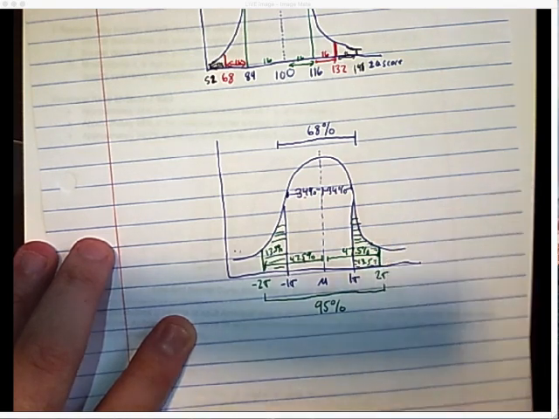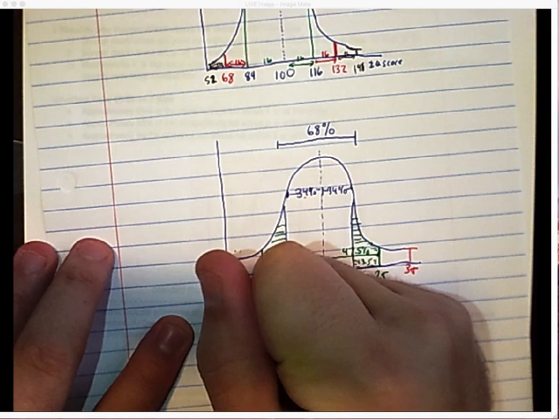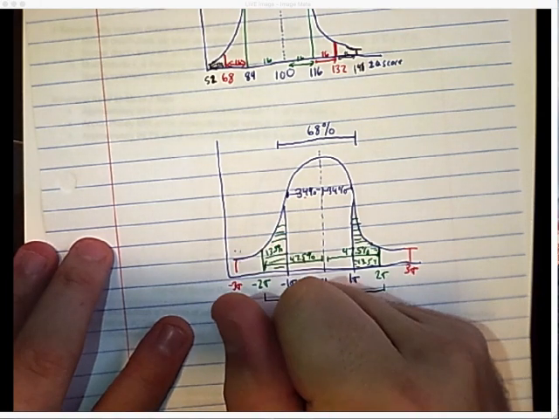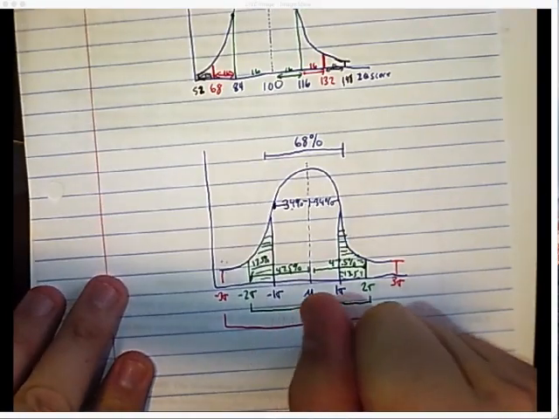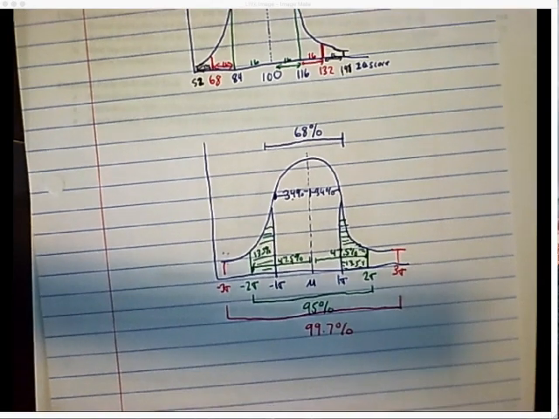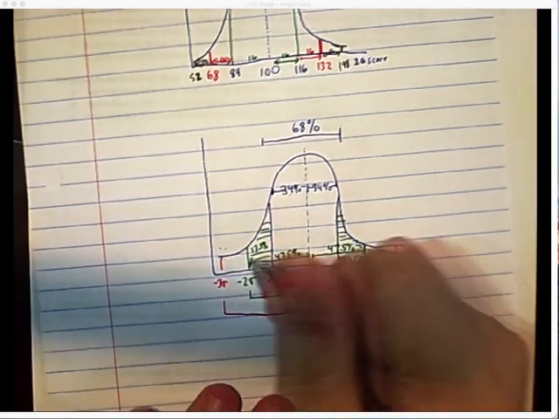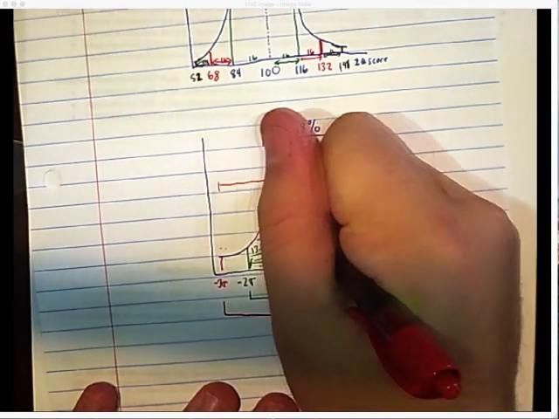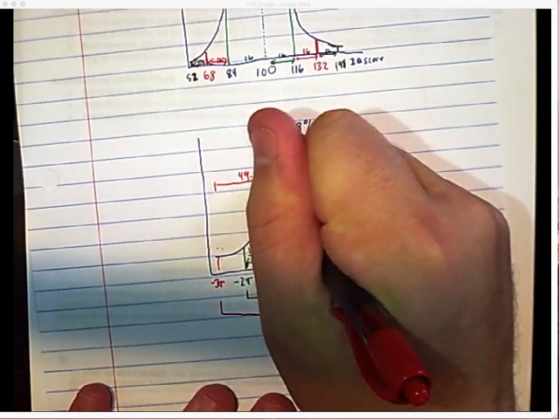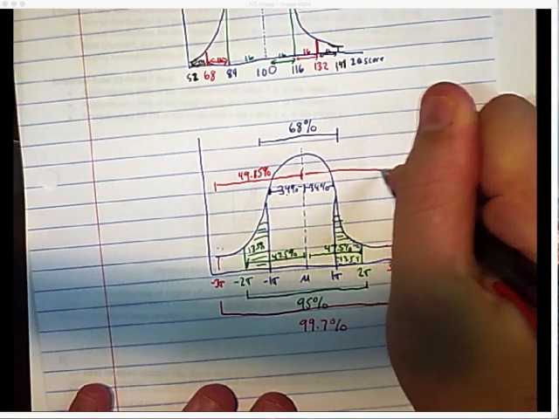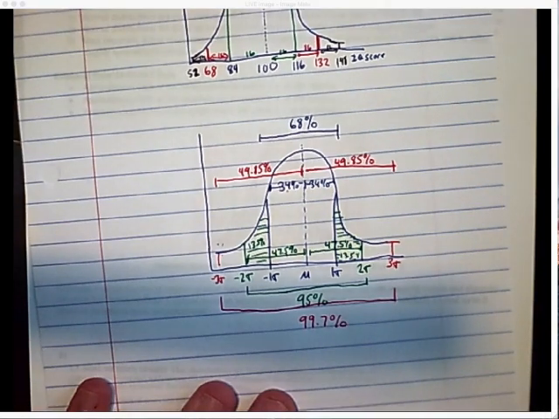Okay. Now, if we go out 3 standard deviations by this empirical rule, we almost get everybody. That's about 99.7%. It's almost everybody. So this distance right here, from here to here, half of 99.7 would be 49.85%. And this is another 49.85, roughly, because the curve's symmetric.